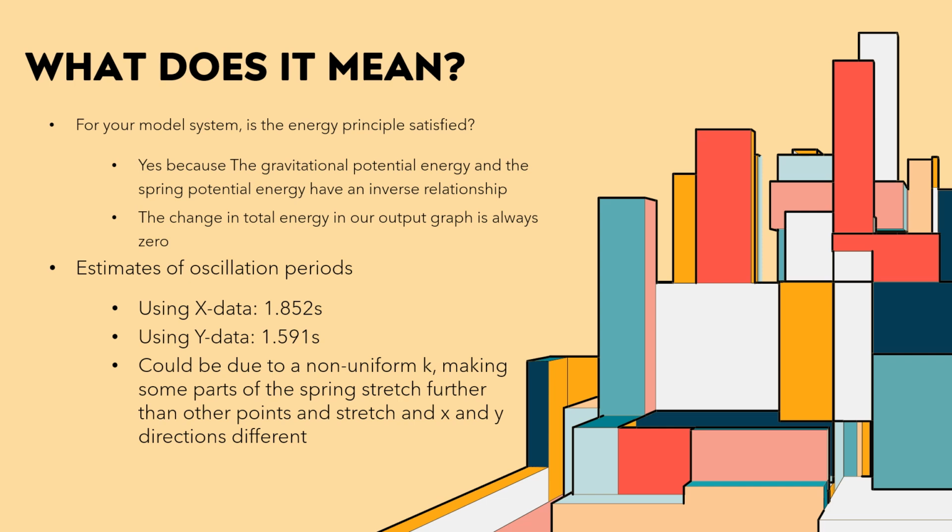So the difference in this period could be due to a non-uniform spring constant that made some parts of the spring stretch further than other parts, and then it would stretch the X and Y directions differently, which would make the periods of oscillation a bit different for the X versus the Y direction.